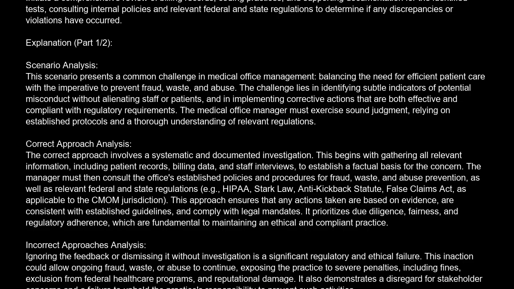Incorrect approaches analysis. Ignoring the feedback or dismissing it without investigation is a significant regulatory and ethical failure. This inaction could allow ongoing fraud, waste, or abuse to continue, exposing the practice to severe penalties, including fines, exclusion from federal healthcare programs, and reputational damage. It also demonstrates a disregard for stakeholder concerns and a failure to uphold the practice's responsibility to prevent such activities.